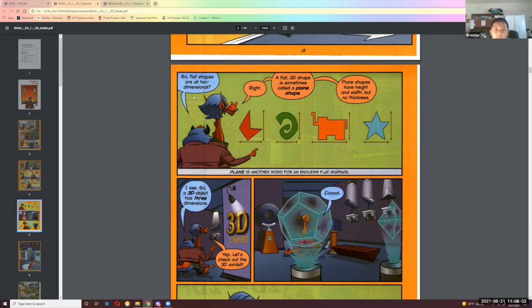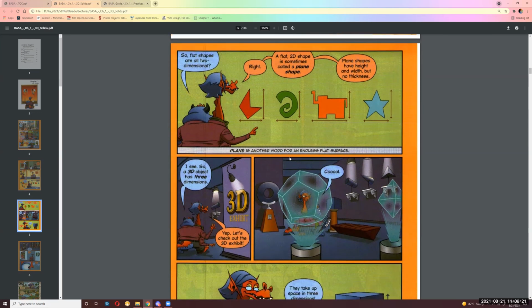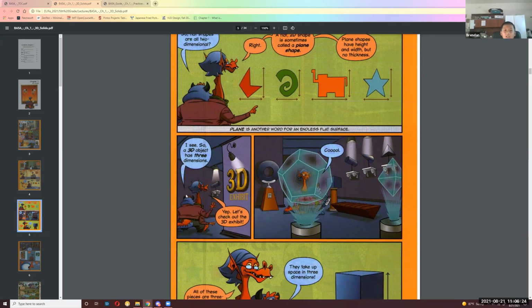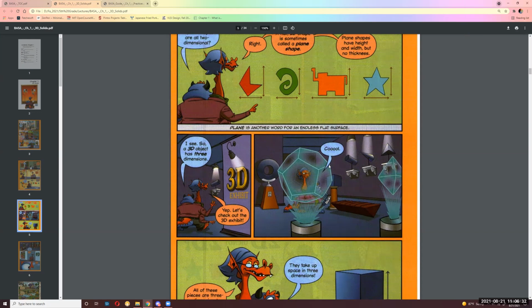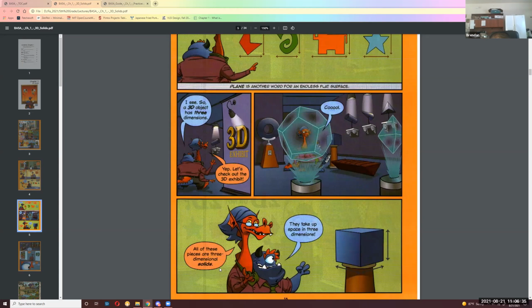So flat shapes are all 2-dimensional. Right. A flat 2D shape is sometimes called a plane shape. Plane shapes have height and width, but no thickness. I see. So a 3D object has 3 dimensions. Yup, let's check out this 3D exhibit. Cool. All these pieces are 3-dimensional solids. They take up space in 3 dimensions.